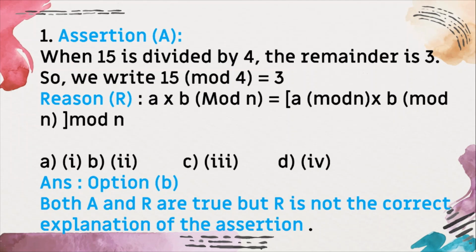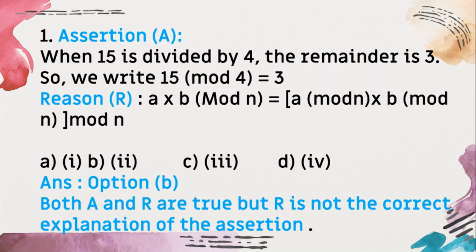Now the reason is A into B mod n equal to A mod n into B mod n, whole mod n. So I told you, first check the reason. Yes, when two things A and B are in product and modulus is given, it can be taken as individual mod and their product, then whole mod should be taken. So individually, the reason is true.